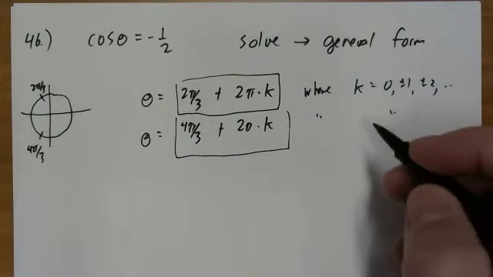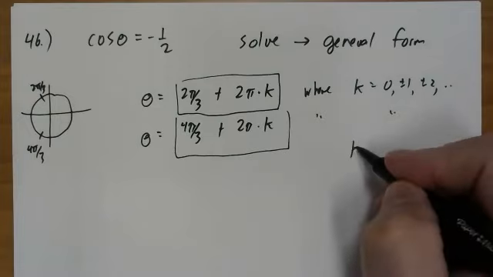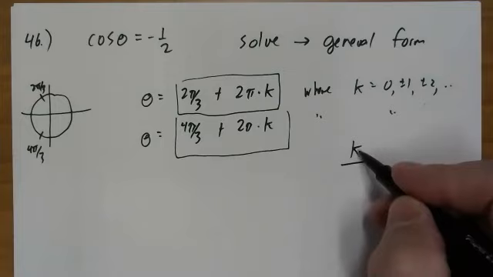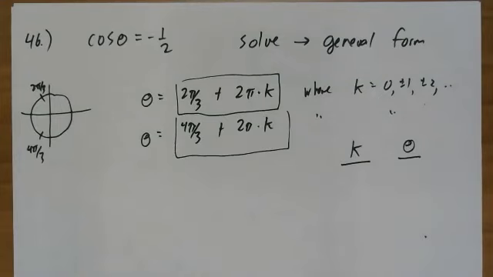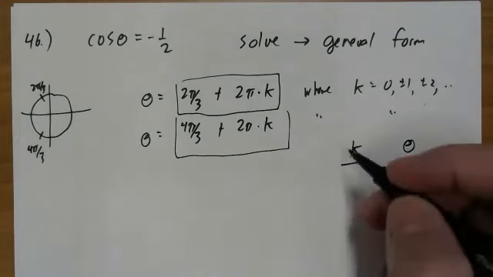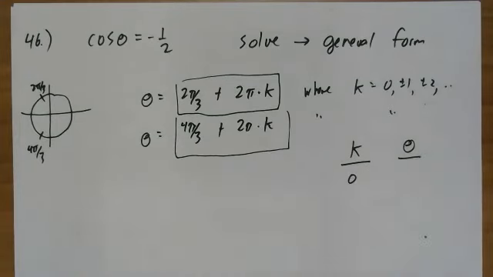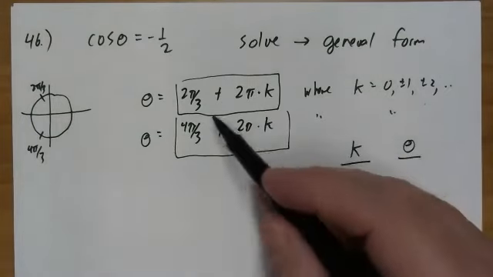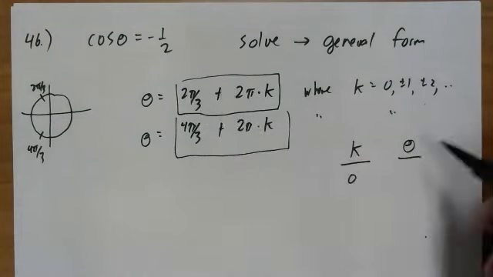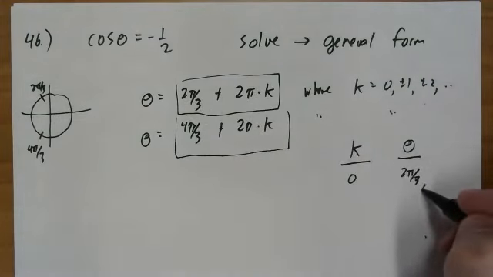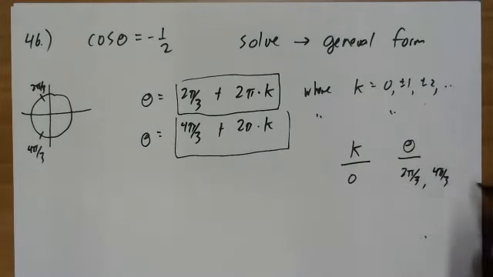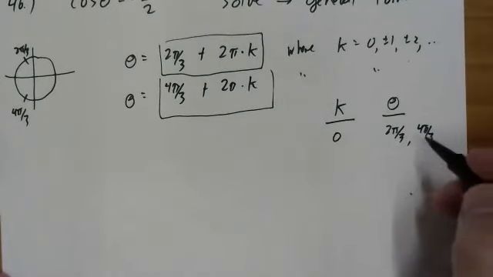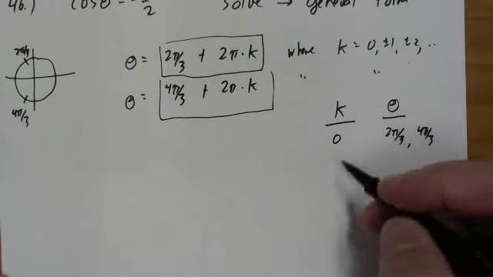And the way I always do it, the easiest way, is I make a little table here where K is my counter, and then I've got this angle here. So what I'm going to do is start with K being equal to 0. So when K is 0, you write down both these solutions. When I plug in 0 for K, you get 2 pi over 3. You plug in 0 for K, the second equation gives you 4 pi over 3. So 2 solutions, but they want us to get 6 solutions. So I have to go ahead and increase.